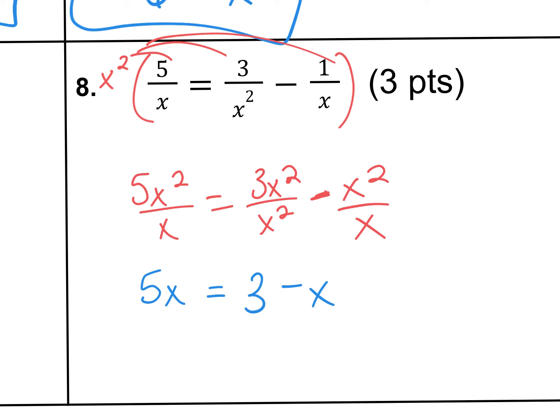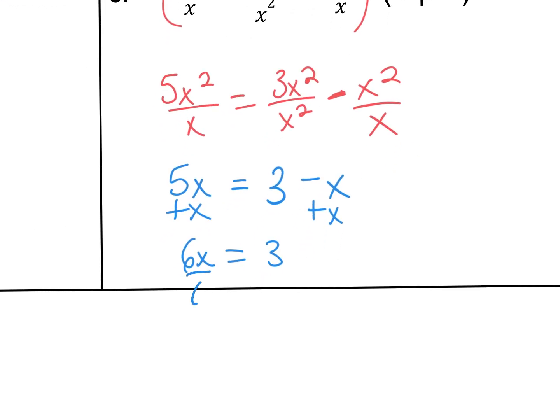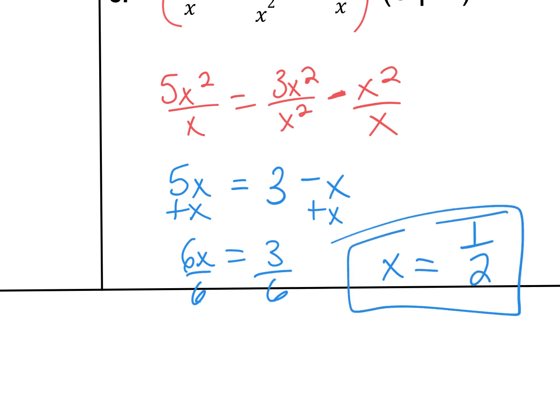Okay. Almost done. What do I need to do here? Add the x over. Yep. Combine like terms. So we get 6x equals 3. Divide by 6. Good. x equals what? 1/2. Don't put 2. 3 divided by 6 is 1/2. It is not 2. Be really careful.